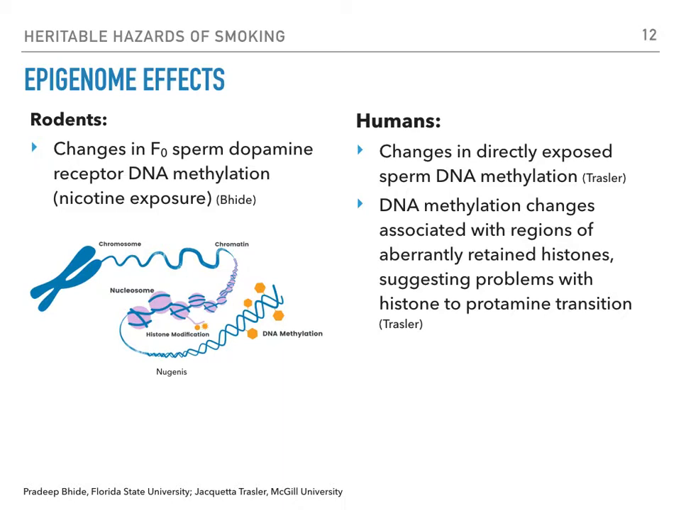in sperm of directly exposed humans, there have been changes in DNA methylation as well, and the regions that have been differentially methylated have been linked with areas of retained histones, so it could indicate a link with histone to protamine transition in the sperm.